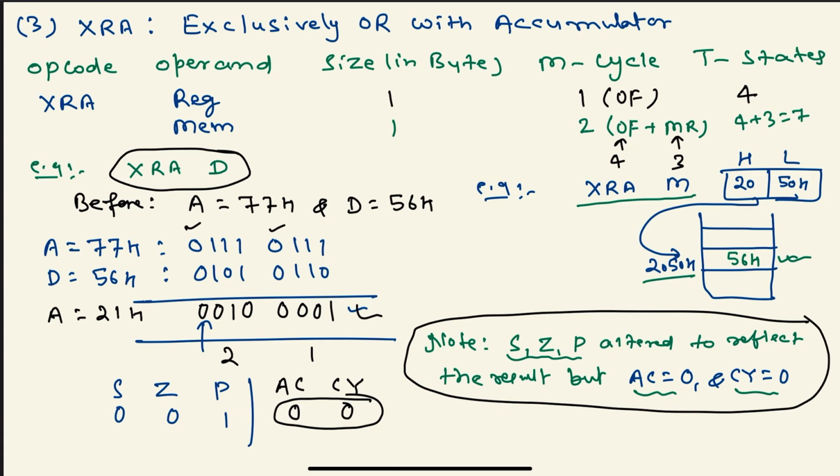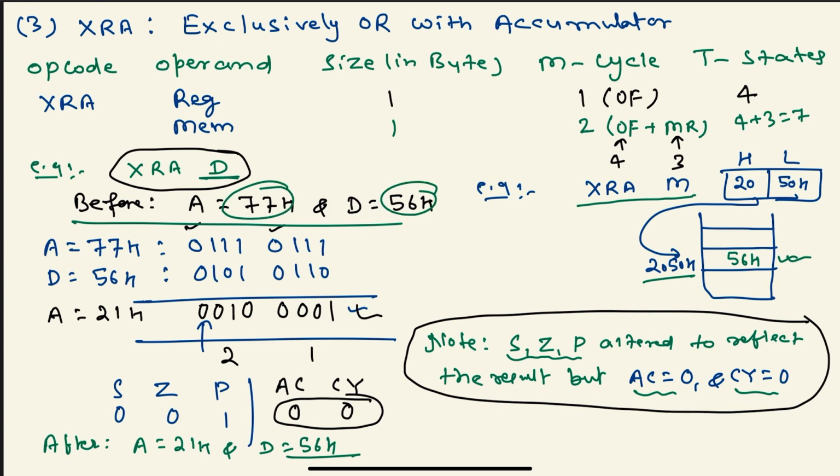So here we had seen before execution of this instruction. After execution of this instruction, the content of the accumulator will be changed or modified to 21H, and the content of the D register is not going to change. It will remain the same, 56H. So the data 77H and 56H are going to undergo this XOR operation, and after performing this operation the result will be stored into the accumulator.